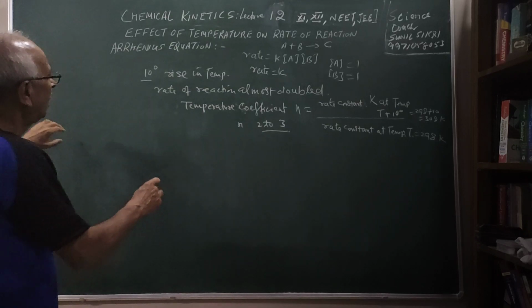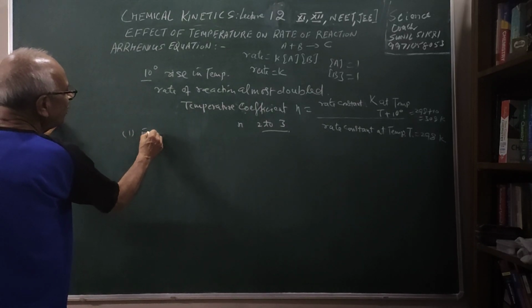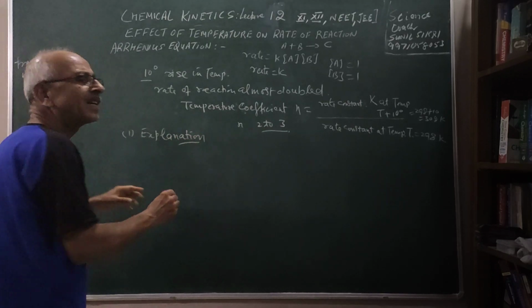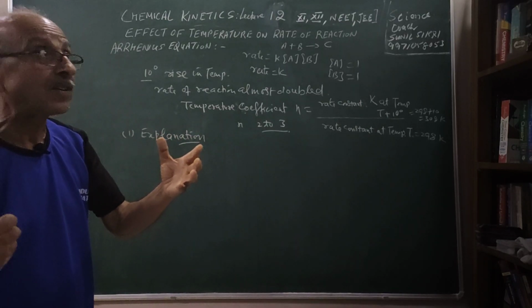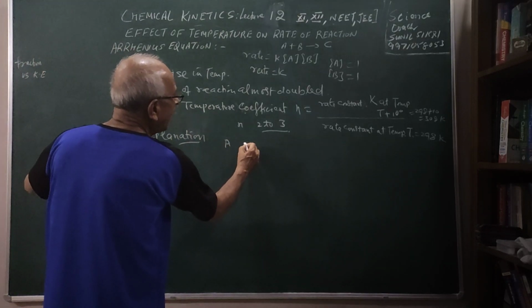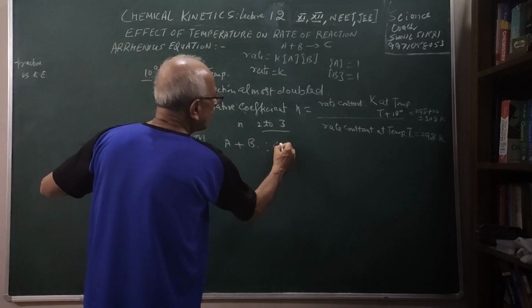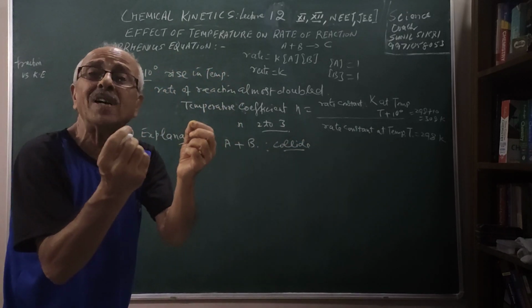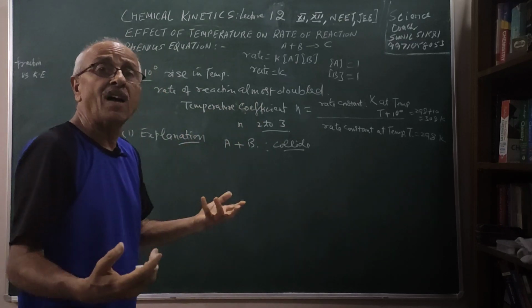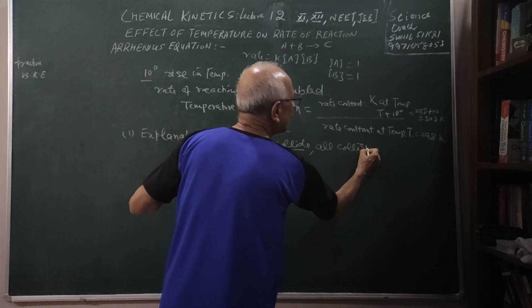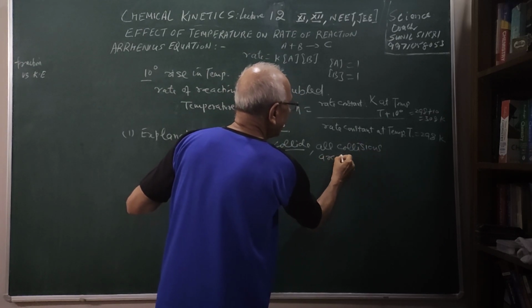What is the explanation for this, students? Why should the increase in temperature increase the rate of the reaction? The question is how the reaction takes place. We told you that if A and B are reacting, they must collide with each other. A and B molecules must come together and collide. But we also know all collisions are not effective.